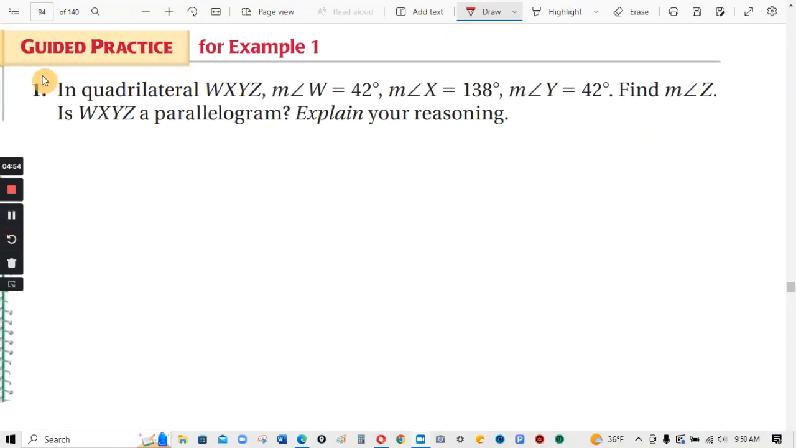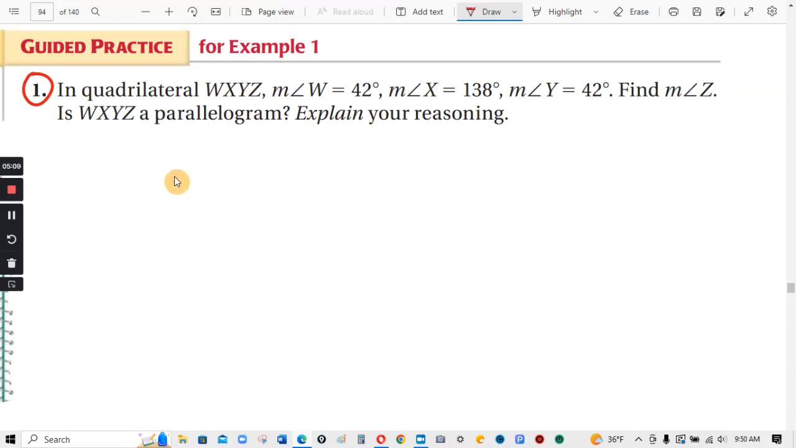All right, let's try guided practice number 1. Quadrilateral WXYZ. Angle W is 42, X is 138, Y is 42. Find the measure of angle Z. Is it a parallelogram? And explain.